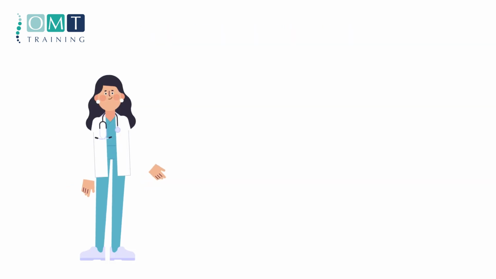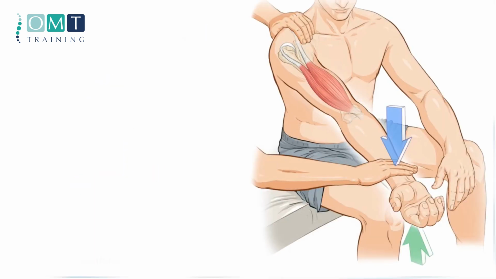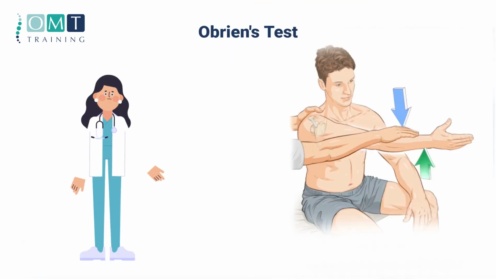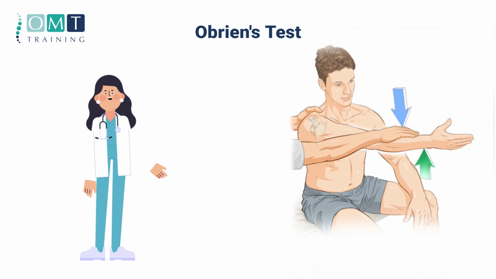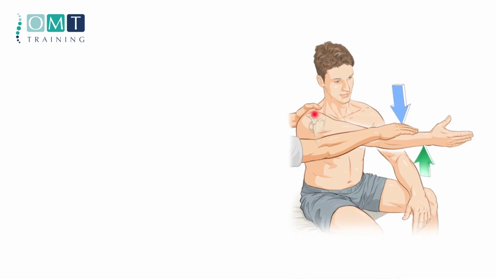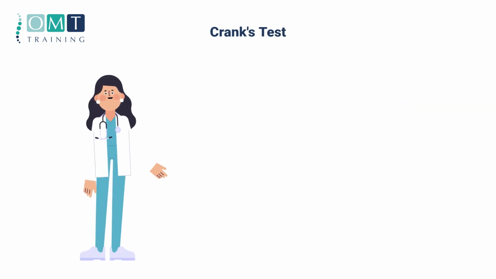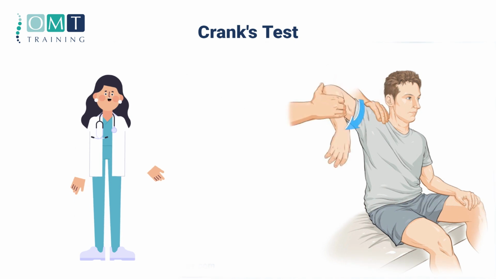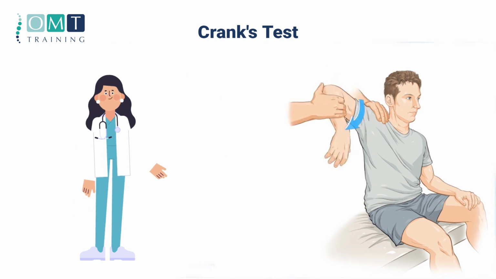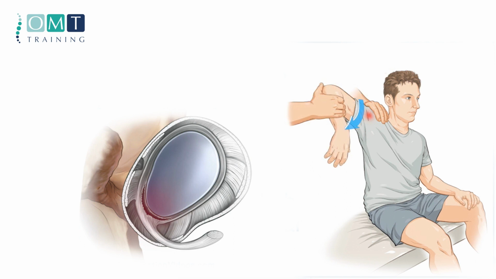The first test for SLAP lesion is the speed test, where speed is resisted forward flexion and I ask the patient for pain. In O'Brien's test, I ask the patient to resist the force I am applying downward. If it causes pain, then this test is considered positive. The final one is the crank test, where I internally and externally rotate the shoulder. I ask the patient for any pain, and I palpate for clunks.